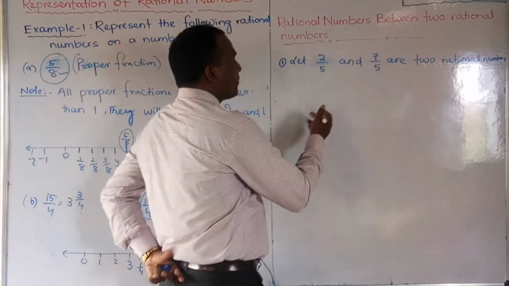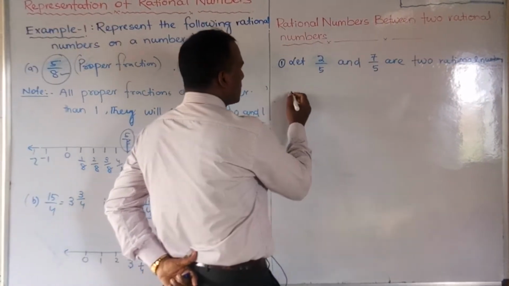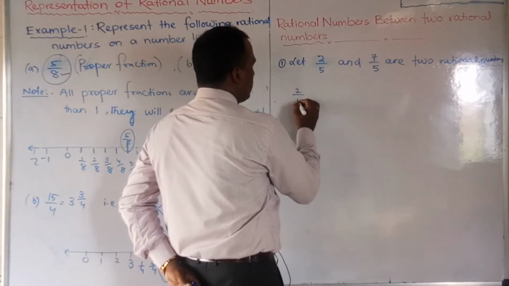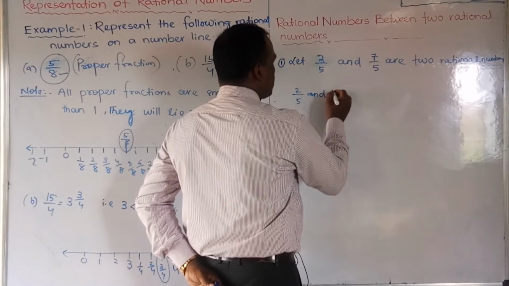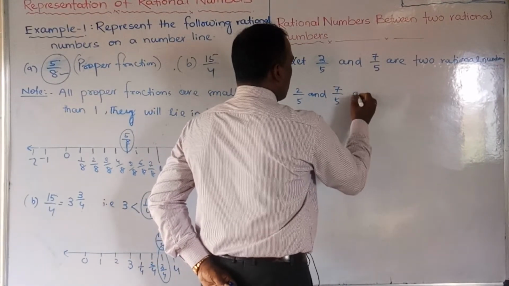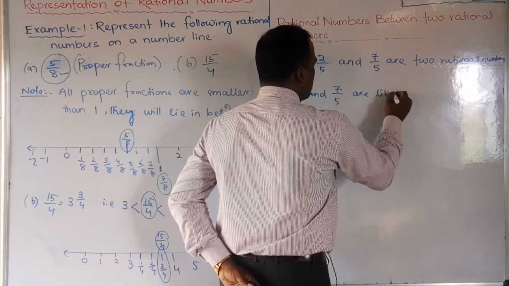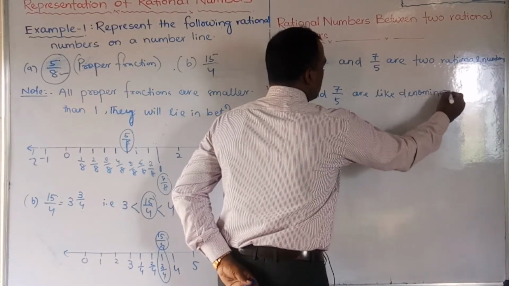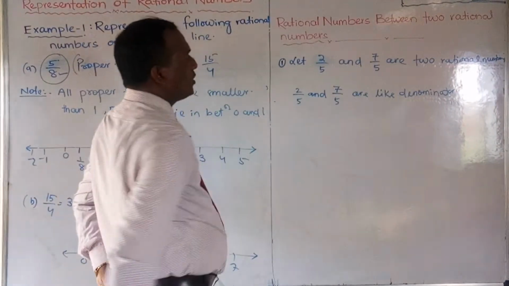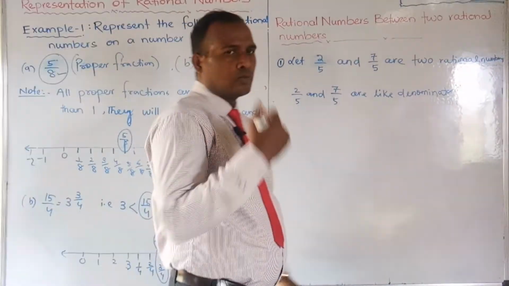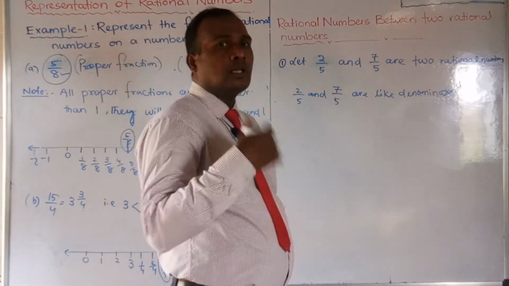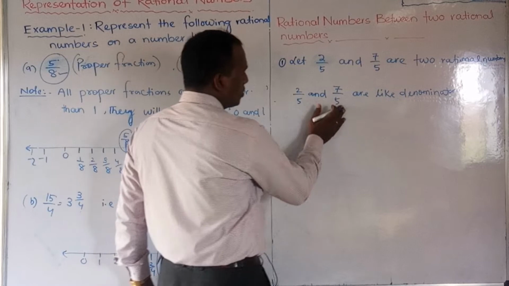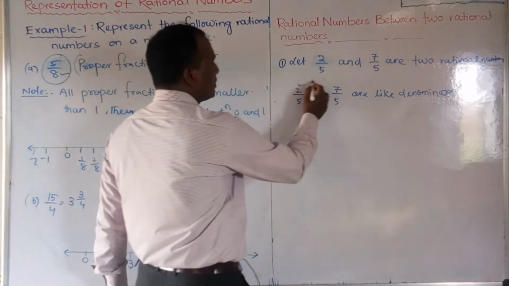We have to find out, suppose these both are the same denominators. So 2 by 5 and 7 by 5 are like denominators. Both have the same denominator. If not the same, then we have to go for the LCM and make them like denominators. Now observe that if both denominators are the same, check the numerators.